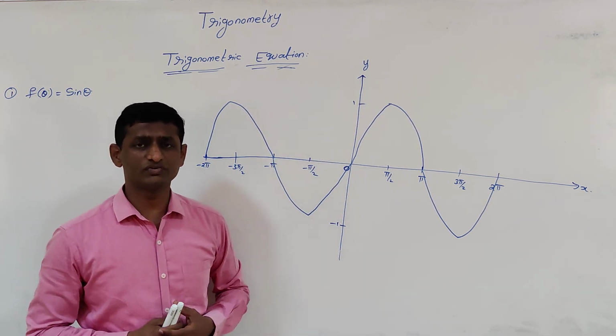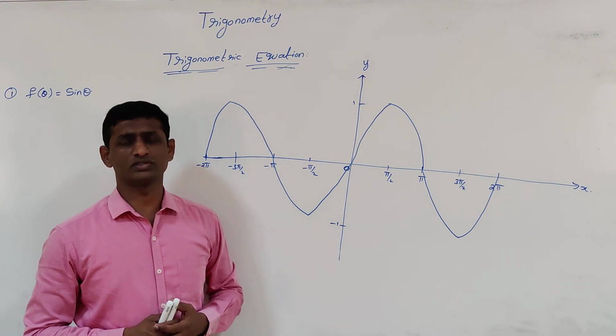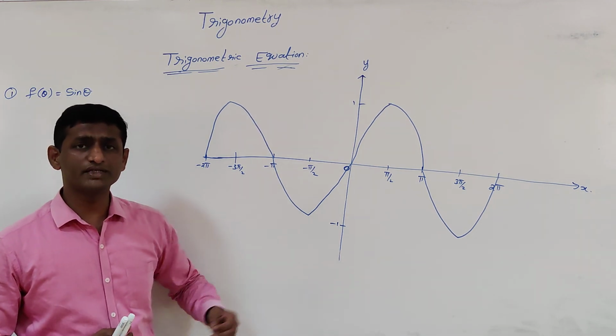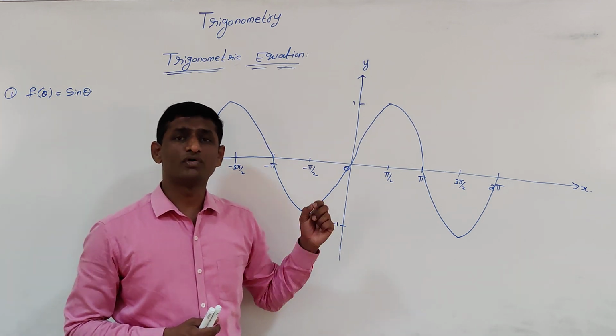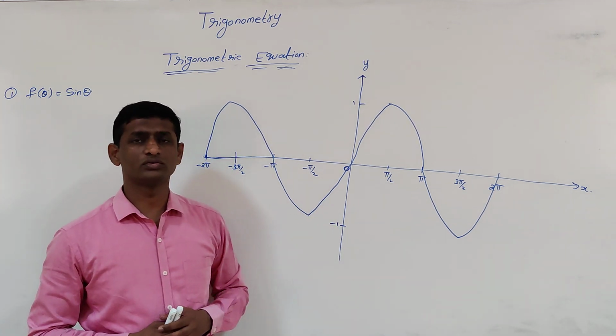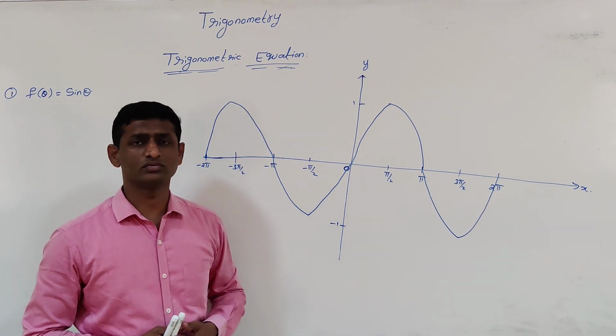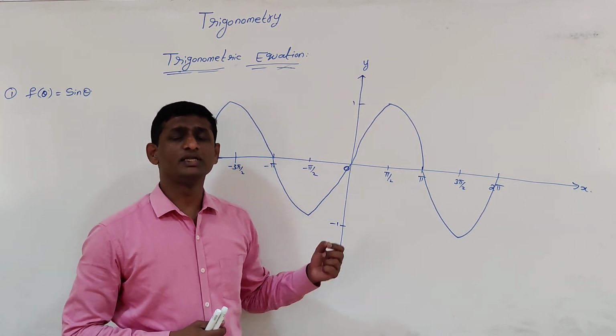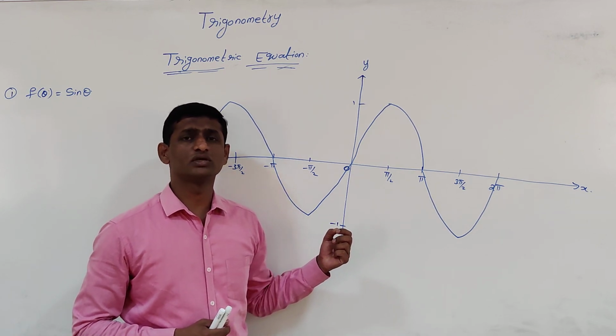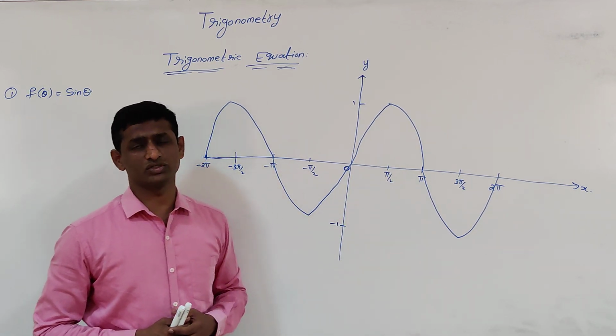Now, is sin theta a bijection? What is a bijective function? A function is said to be bijective if it is 1-1 as well as onto. What is 1-1 and what is onto? 1-1 means distinct elements should have distinct images.